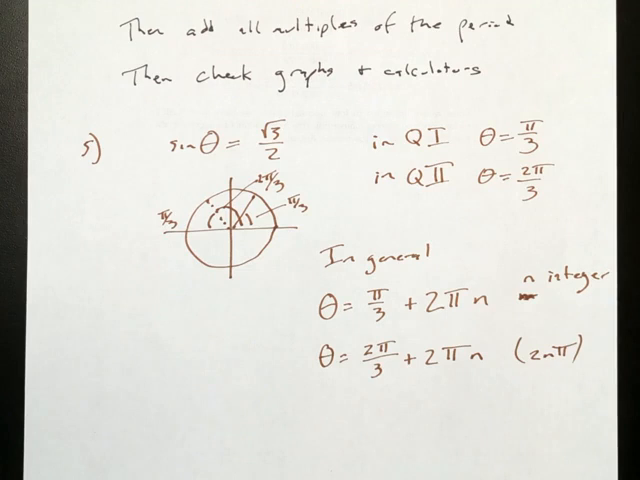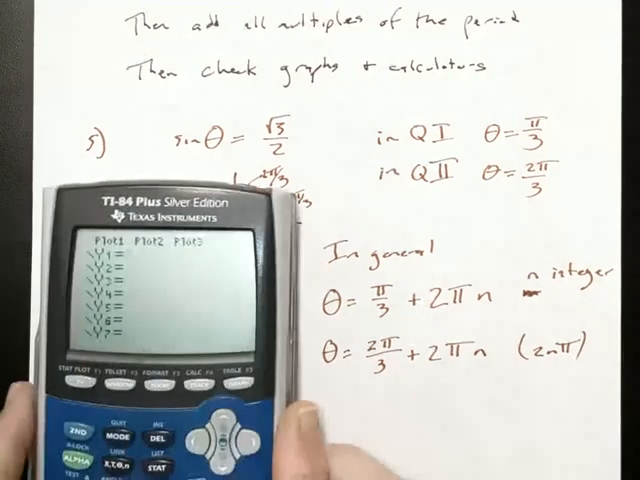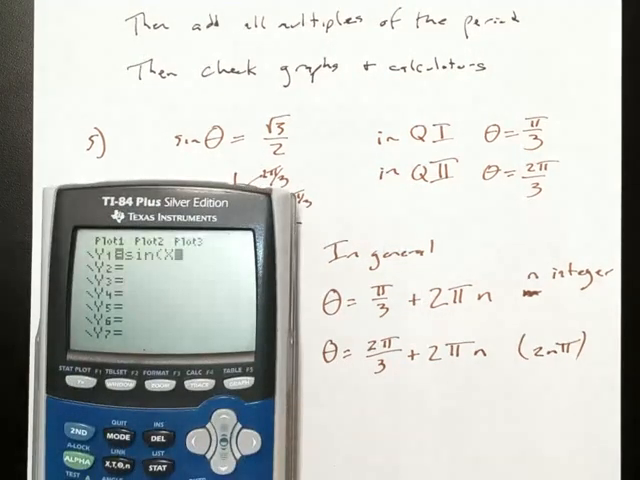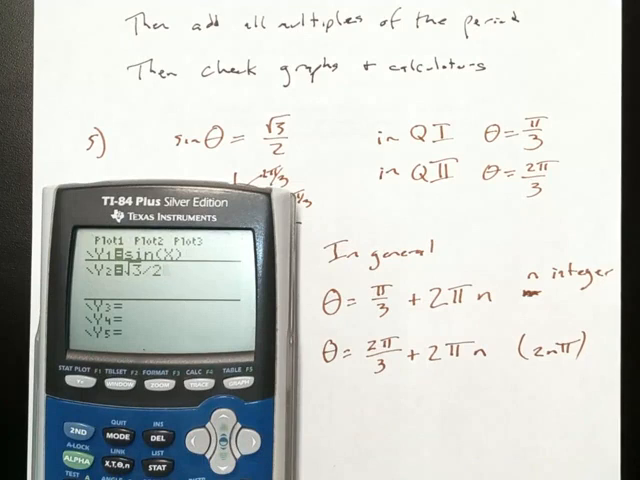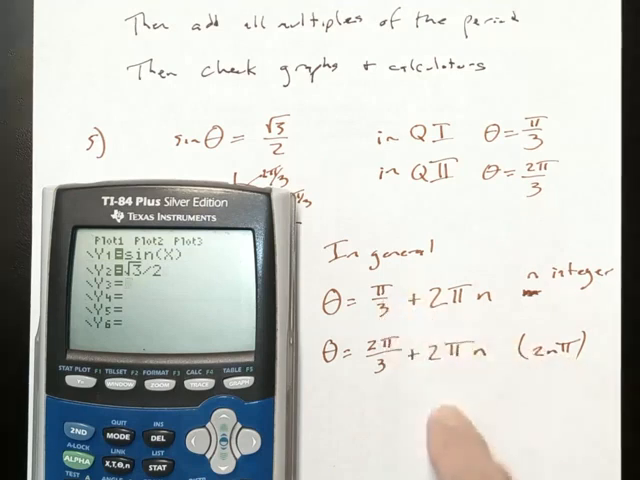How? Well, I'm going to graph both sides as separate equations on here. So I'm going to graph sine theta, and I'm going to graph square root of 3 over 2 as 2 separate equations. And if I'm correct, I should see crossing points for those 2 curves. I want to make sure I'm in a window that will show me more than one period.